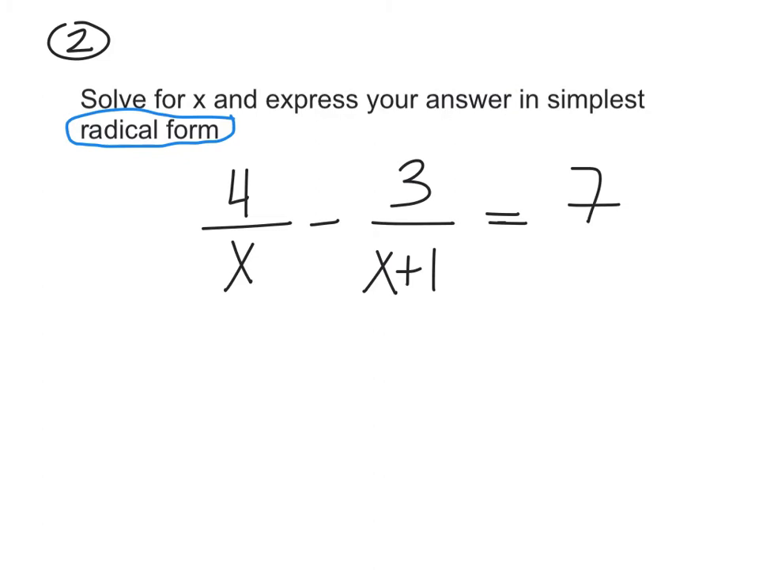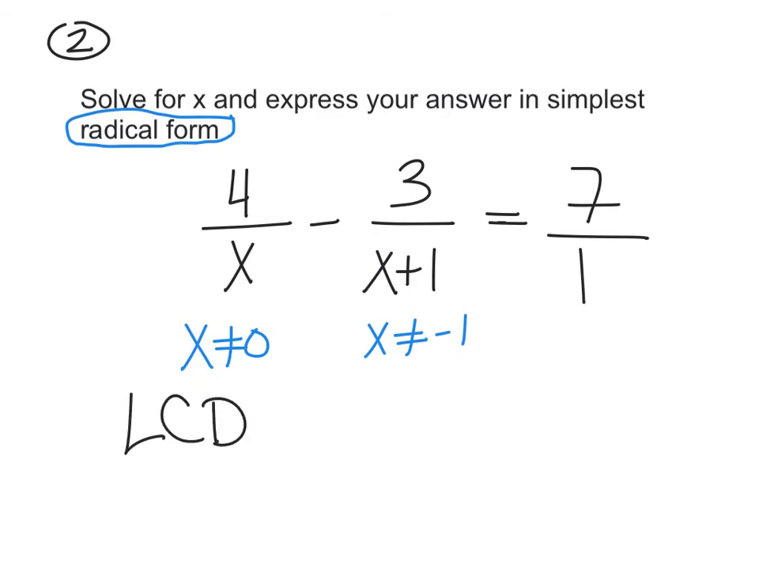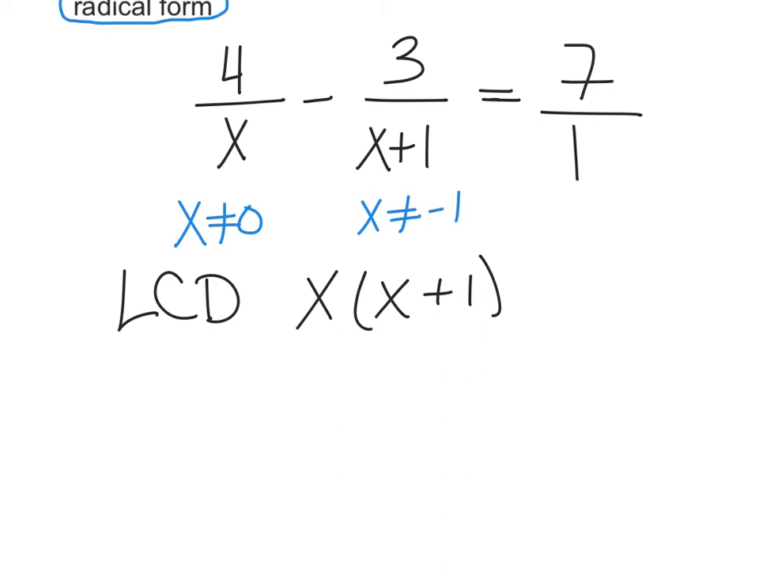So let's set it up the same way. I'm going to put this fraction over 1, and I'm going to say what x cannot be. In this fraction, x cannot equal 0. And in this fraction, x cannot equal negative 1. All right, so I need a monomial and a binomial least common denominator. So hopefully you're on the same page saying that you need a monomial of x and a binomial of x plus 1.